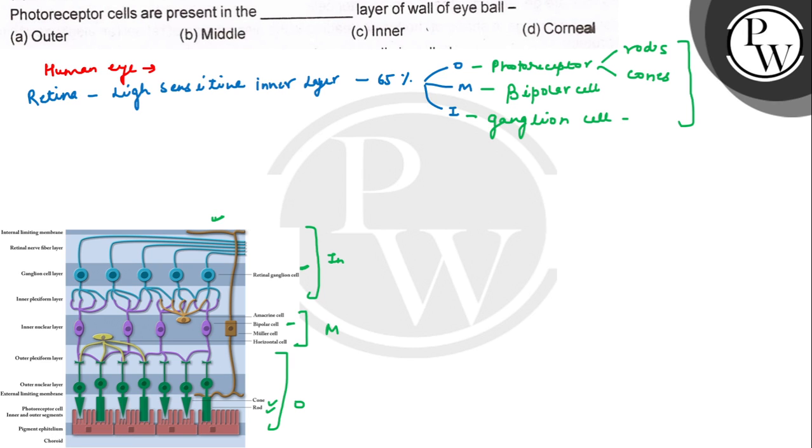Now, let's talk about rod and cone. Rod and cone are photoreceptors. There are two types of photoreceptor cell. One is rod and one is cone. These cells are distinguished by their shape and the type of the photopigment they contain.